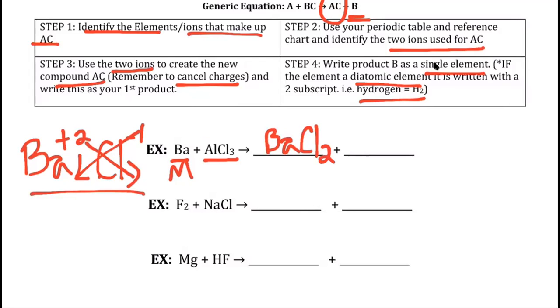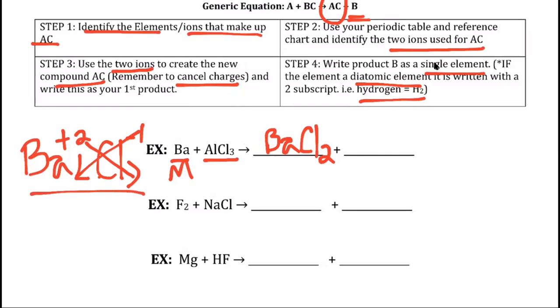So this is an example of what I'm talking about. A lot of you guys would have written BaCl3 because you would have just copied that subscript straight from the first thing on the reactant side. You cannot do that. Sometimes will it be the same? Sometimes, but not all the time. So you cannot assume that it's going to be the same. You have to check the charges for the ones that you're putting together to create the new compound. That's what step 3 is telling us.